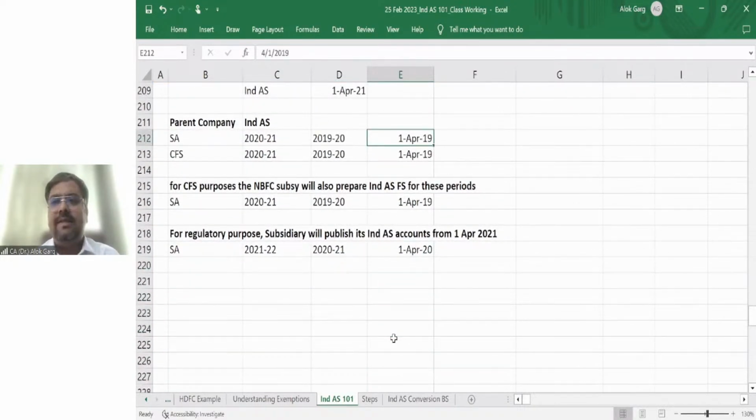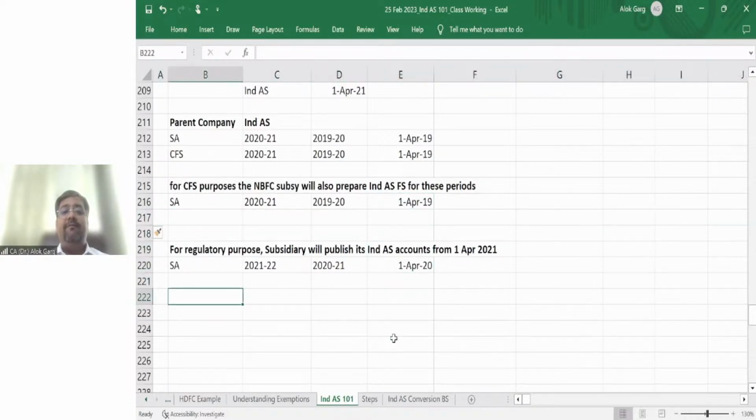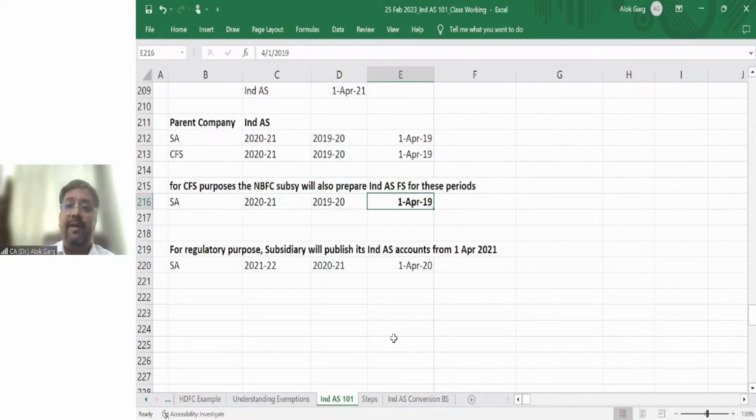Friends, the above part is clear. The parent is preparing Ind AS from 1st April 2020, and the subsidiary is preparing from 1st April 2021, right? So for the regulatory purposes, they have to prepare and publish the first Ind AS accounts for 2021-22, with 1st April 2020 as the transition date. Now the question arises: when the subsidiary prepared Ind AS financial statements for the purpose of the parent, the subsidiary assumed the transition date of 1st April 2019 and accordingly prepared the first Ind AS accounts for the purpose of the parent.